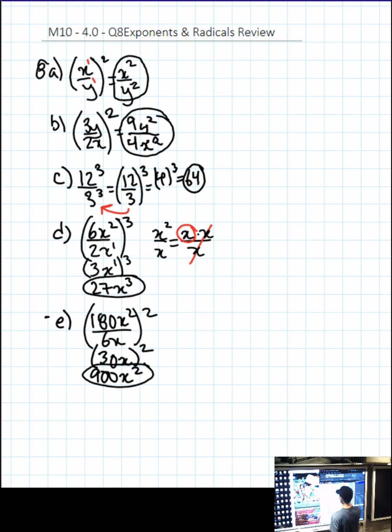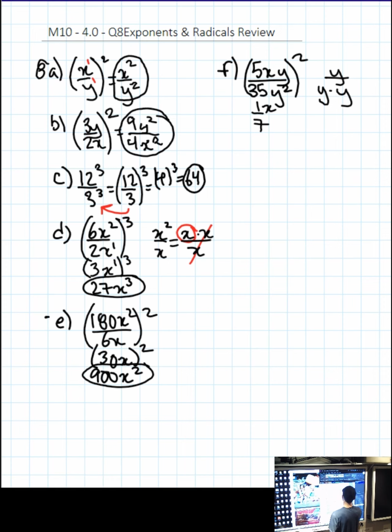So we have F. I'm going to do that up top because I am too tall. So we have 5xy over 35y squared. Brackets around it, squared. So again, I could multiply the exponents, but I'd rather simplify the inside first. If I divide the top and bottom by 5, I'm going to get 1 over 7. I have an x on the top, I'm going to leave it. I have a y on the top, and a y times a y on the bottom. Y squared is y times y. I can cancel them, I'm left with a 1 on the top. So that means I just have a y on the bottom.